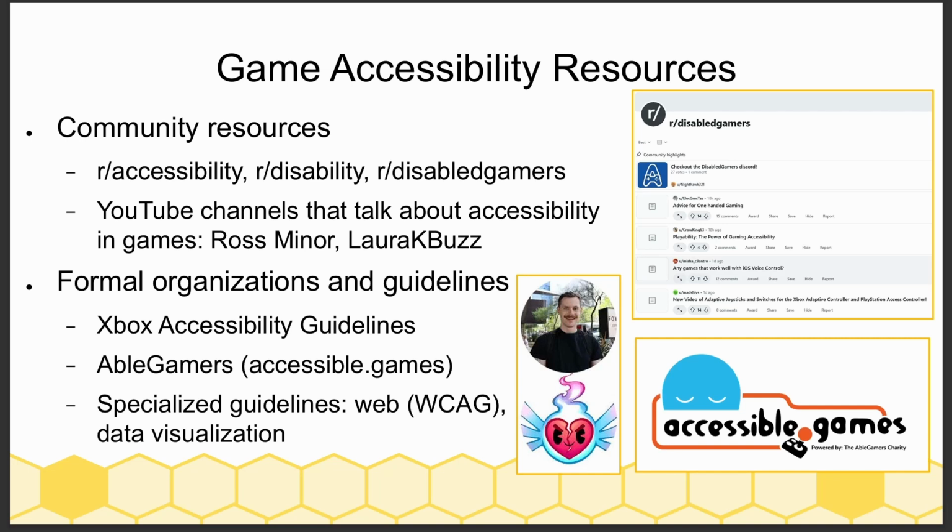And in addition to just general community resources, there are formal organizations and guidelines. I mentioned the Xbox accessibility guidelines earlier. Able Gamers is another organization that promotes accessibility in games, and they have guidelines at accessible.games. And if you're doing something specialized in your game, you could look at, for example, the general web and mobile app guidelines, the WCAG, or certain data visualization guidelines if you have a lot of graphs in your game, or things like that if you have particular kinds of things in your game.